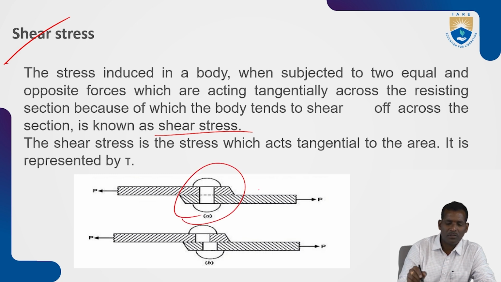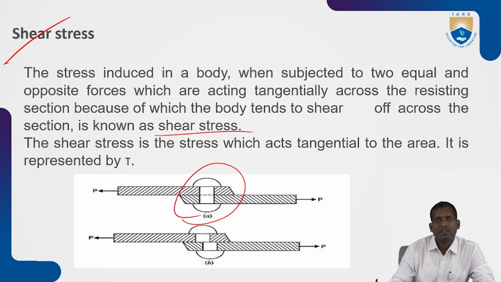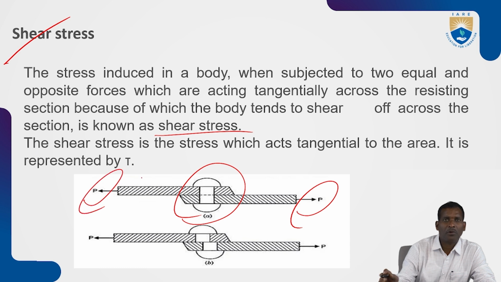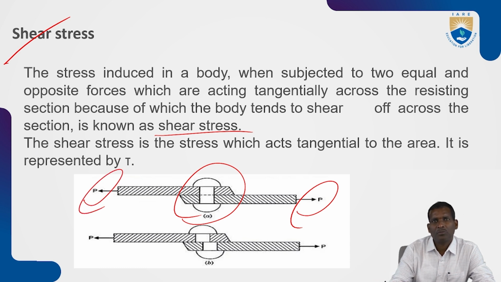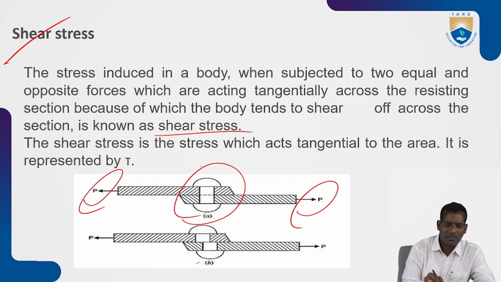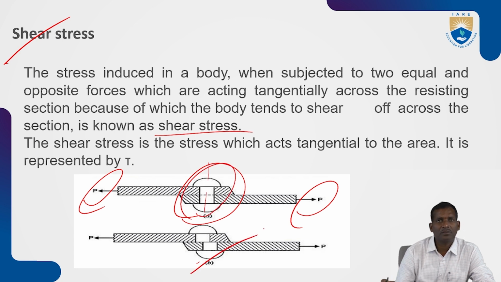See, in this diagram, this is a riveted joint. Whenever this riveted joint is subjected to shear force, the type of load is shear load. Then what will happen? The shear stress is the stress which acts tangential to the area. It is represented by tau. The body tends to shear off across the section. You can see the shear off in this figure.